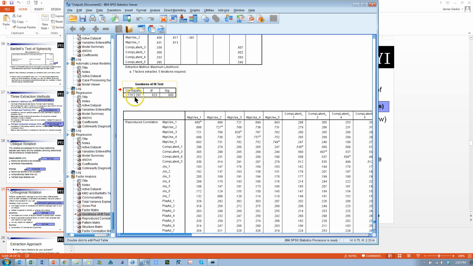And what we want to see here is that the chi-square divided by the degrees of freedom is somewhere between 1 and 3. Maybe up to 5, but between 1 and 3 is nice. And we see that it is about 2, which is just right. So we have pretty decent fit. The number of factors we extracted is about right. If I were to force this out to 10 factors, we'd have a worse fit.